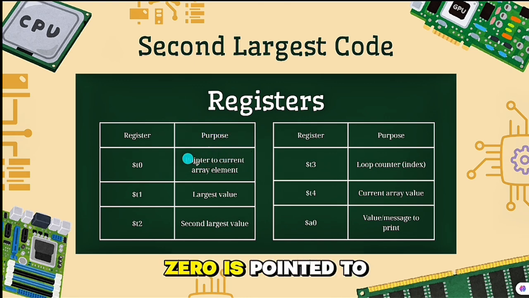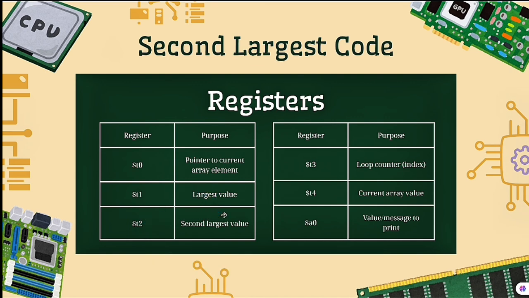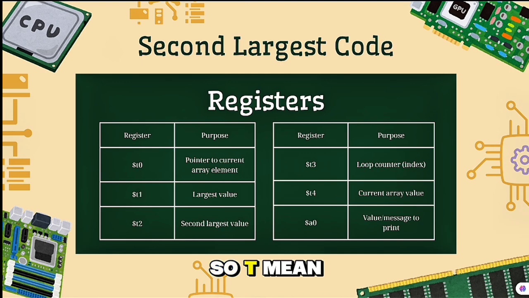The purpose of T0 is to point to the current array element. T1 will hold the largest value, and T2 will hold the second largest value, and T3 will hold the value for loop counter, which means index, as we know as I, and T4 will hold the current array value. So T means temporary, it's not permanent. It will hold the value just for a while before it changes to another value.